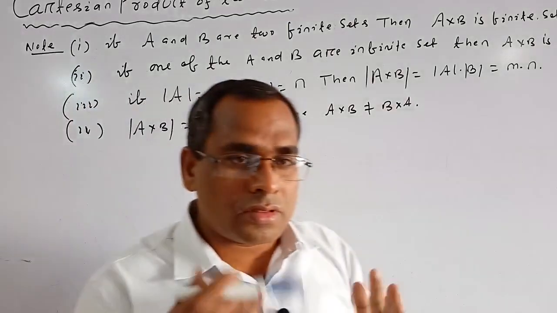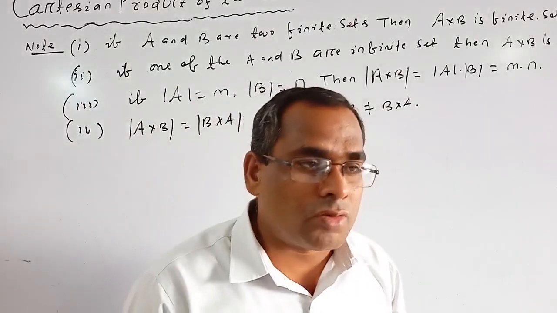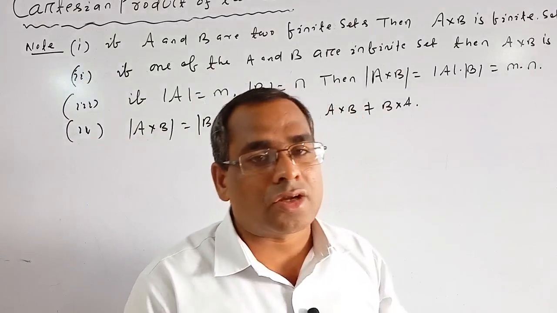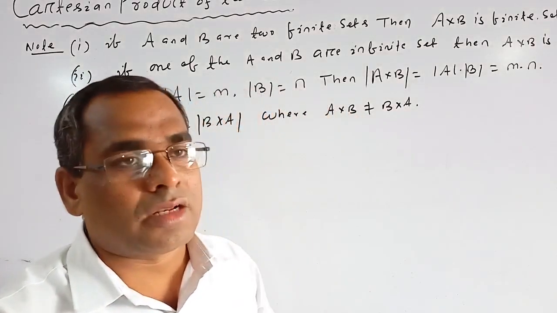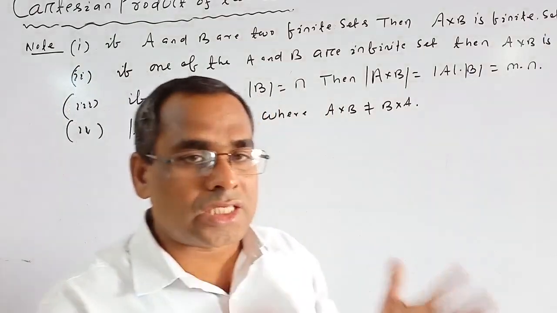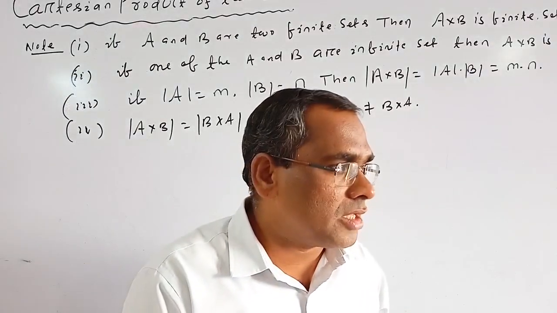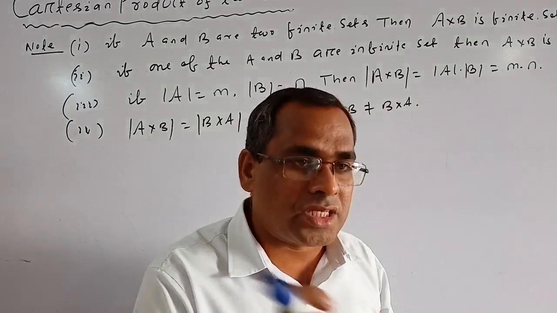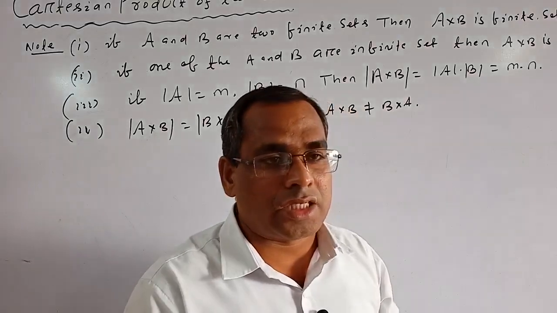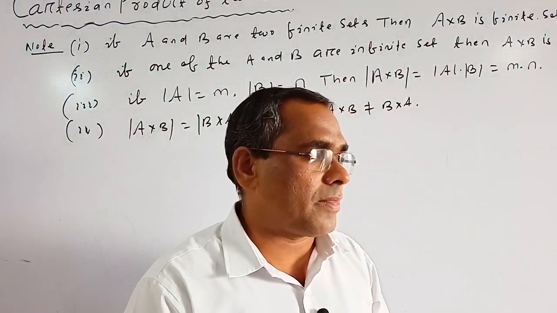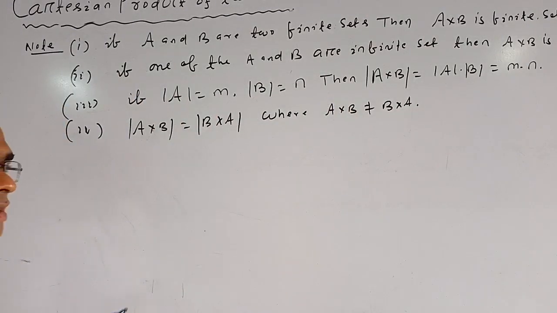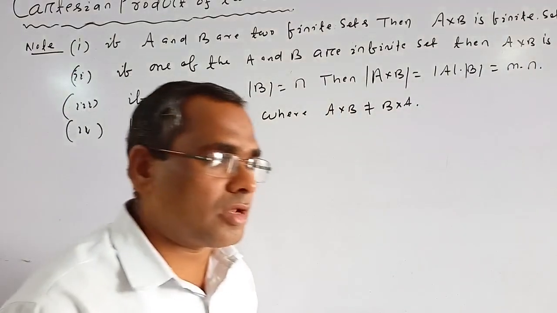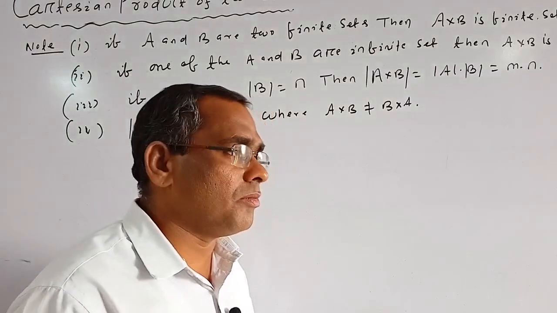Suppose out of two sets, one is an empty set, then A cross B is also an empty set. Suppose A is equal to Z set and B is equal to phi. So Z set is an infinite set. If we take the cross product of an infinite set with an empty set, the result is the null set. Okay, so A cross B is phi if either A is equal to phi or B is equal to phi.